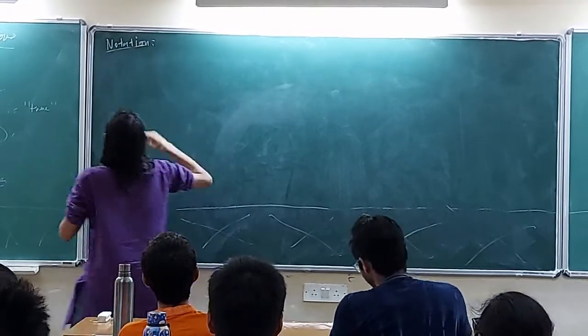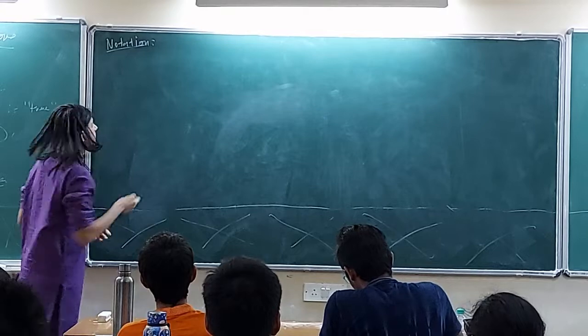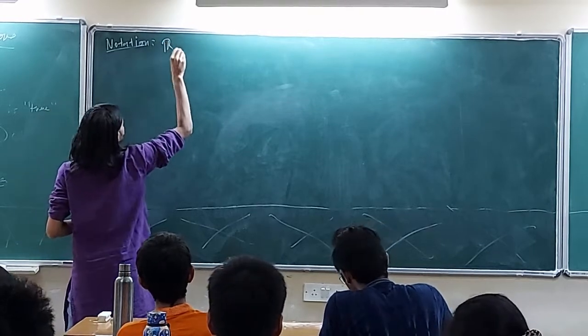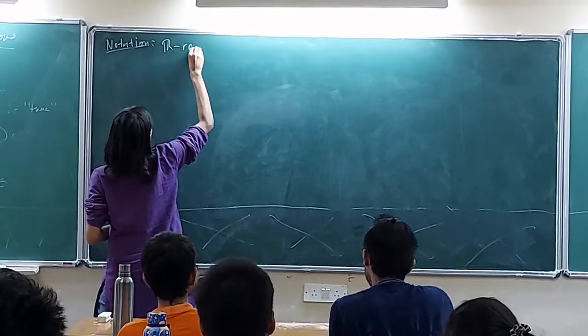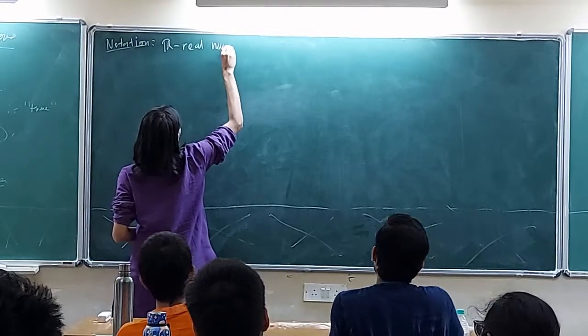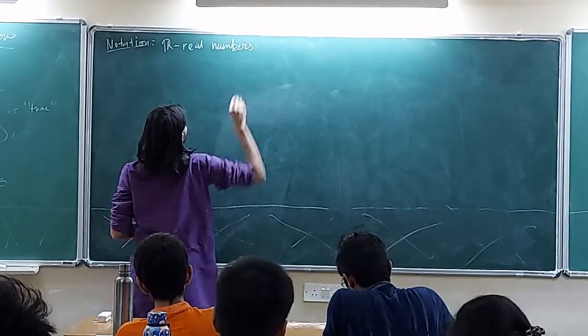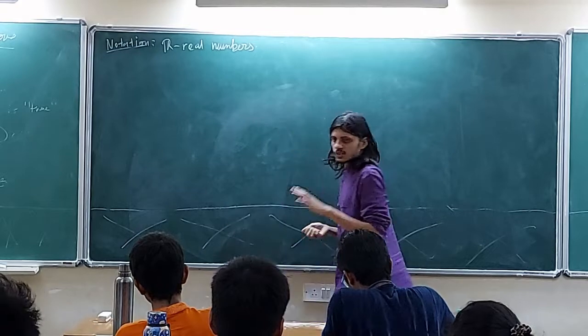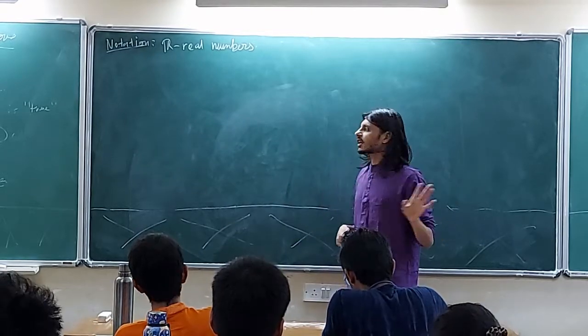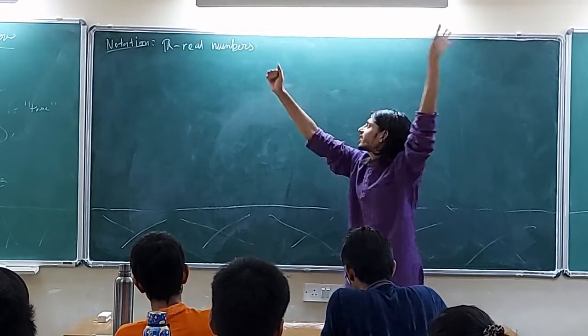So for example, we have the real line. Just think of the real numbers as they are. There's no need to know any kind of formal construction of the real numbers. The real number line, great, fantastic.